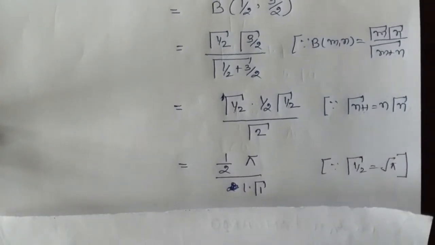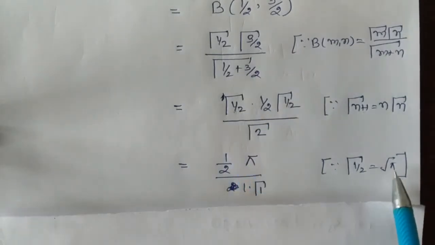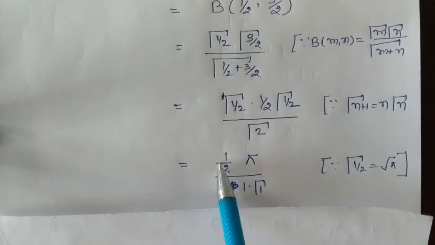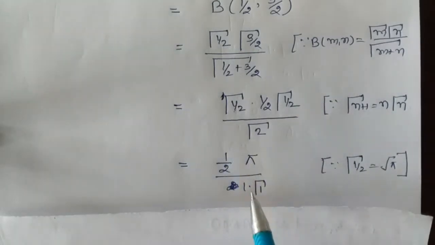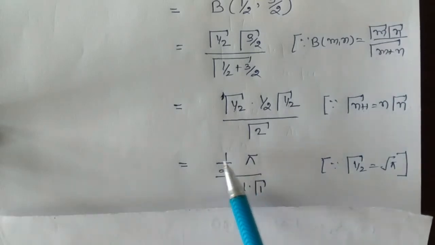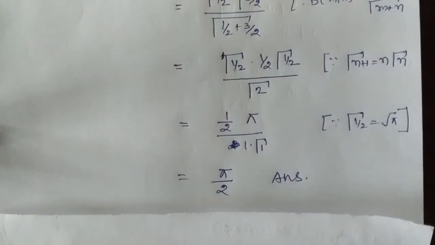Further, gamma half is root pi. So root pi into root pi become pi. Here 1 by 2 upon gamma 2 is 1 upon gamma 1, and gamma 1 is 1. So we have pi by 2. So this is our result of the given integral using beta function.